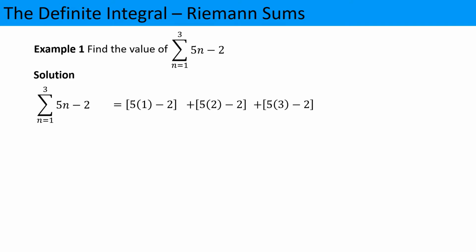So 5 times 1 is 5, 5 minus 2 is 3. The next one is 8, 5 times 2 is 10, 10 minus 2 is 8, and the last one is 5 times 3 is 15, and 15 minus 2 is 13. Add those three numbers together. 3 plus 8 plus 13 is 24.